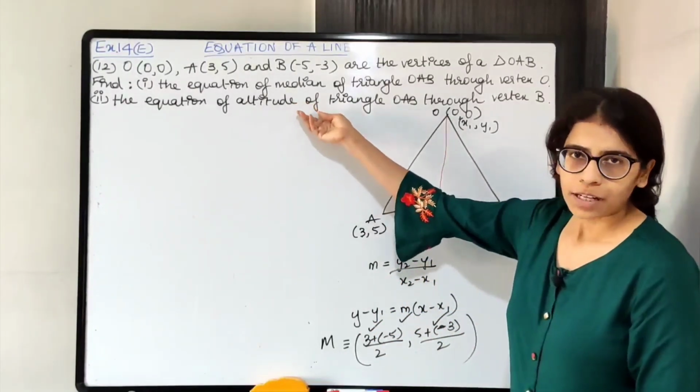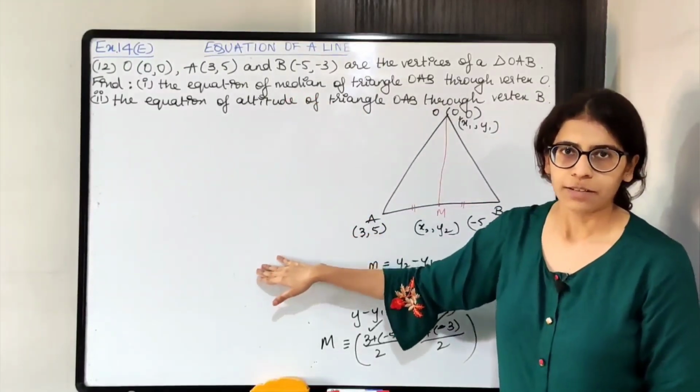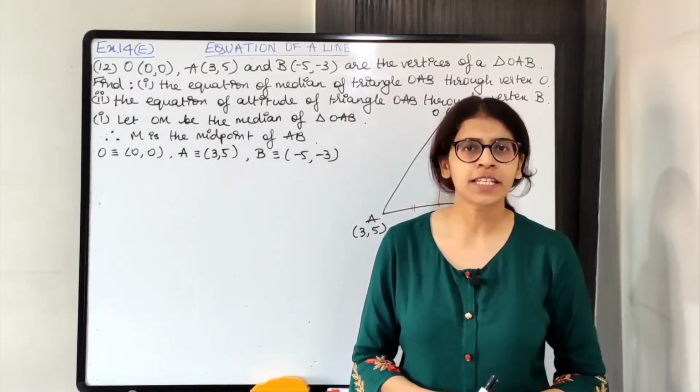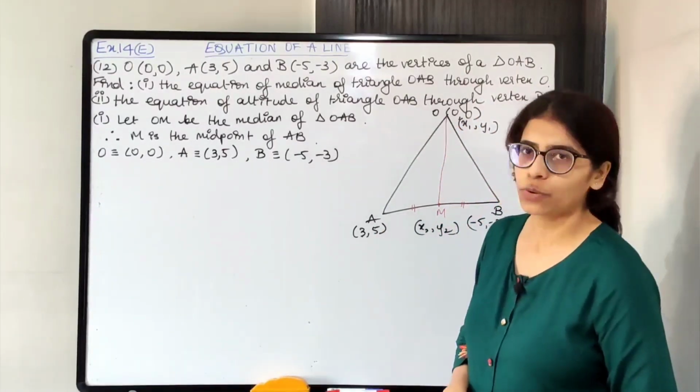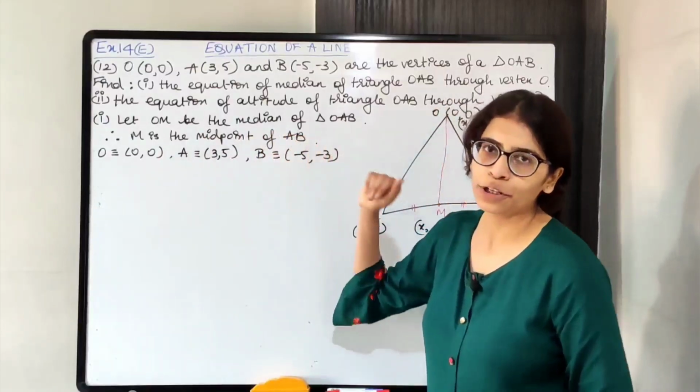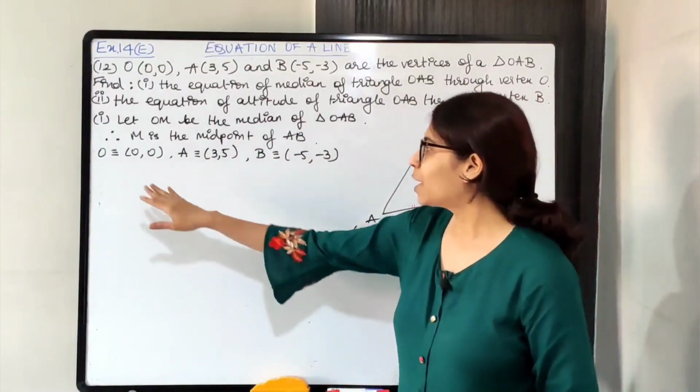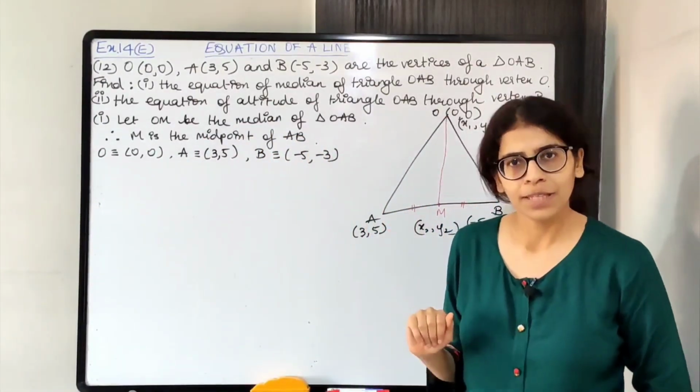We will come to the second part later. First, let us solve the first part. After drawing the figure, we will start with the solution. So write down, let OM be the median of triangle OAB. Therefore, M will be the midpoint of AB. Alright. Write down the coordinates of O, A and B.